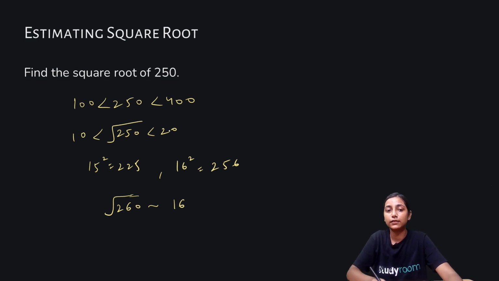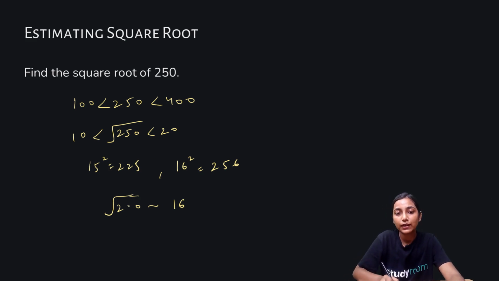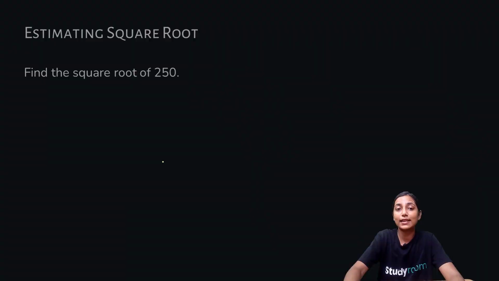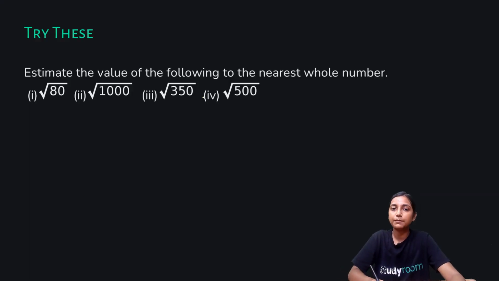The square root of 250 is approximately equal to 16, because 16 square is 256, that is near to this number. This is how we estimate square roots. Estimate the value of the following to the nearest whole number. Again, we are going to estimate. I'll be doing one part for you all, and you need to practice the other parts just by seeing the hints from my example.